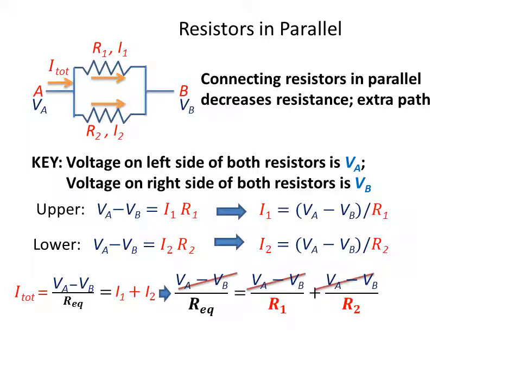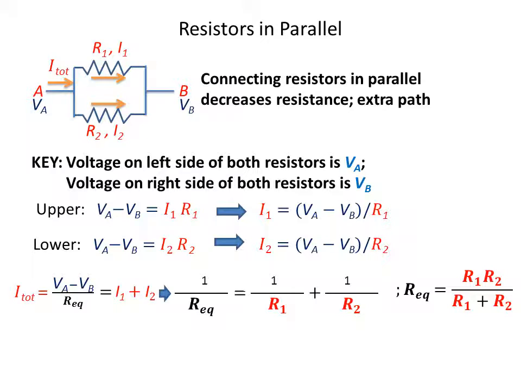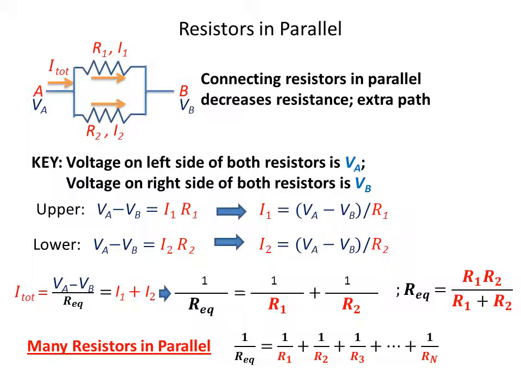And all the VA minus VBs cancel, leaving us with the inverse of R equivalent equal to the inverse of R1 plus the inverse of R2. Solving for Req, we have that it is equal to the product of R1 and R2 divided by the sum of R1 plus R2. If there are many resistors in parallel, then 1 over the equivalent resistance is equal to the sum of all the inverses. So that's 1 over R1 plus 1 over R2 plus 1 over R3 and so on.